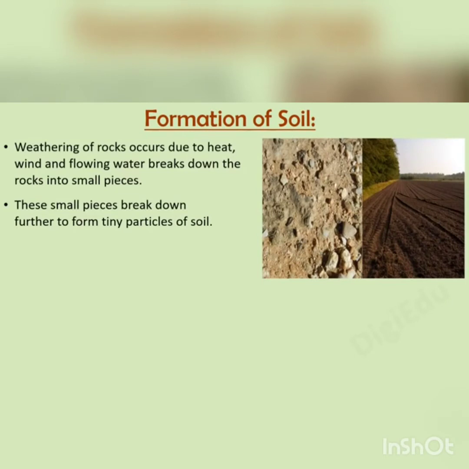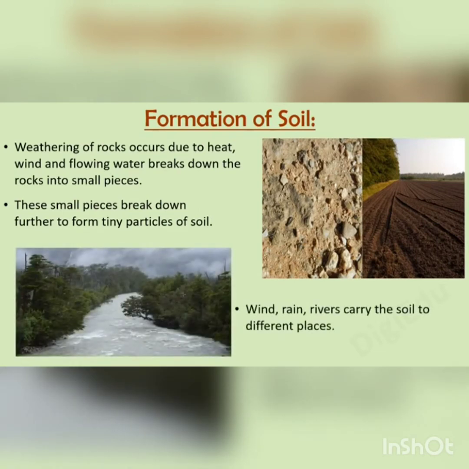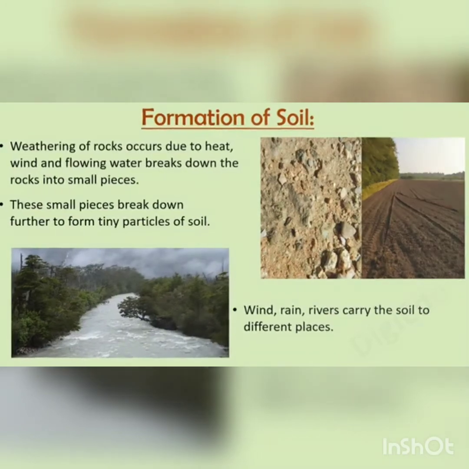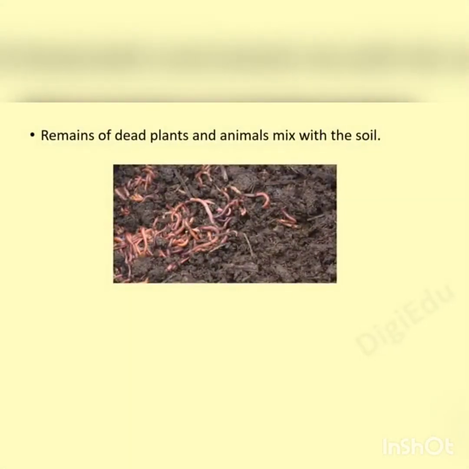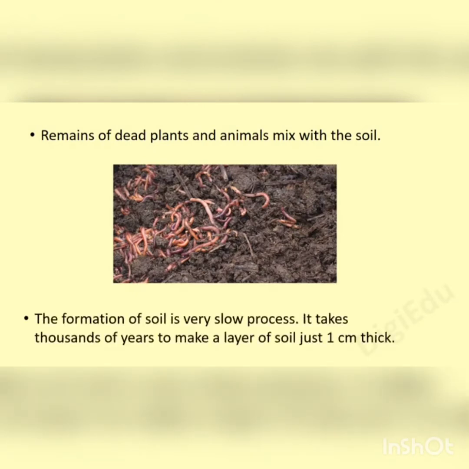Now, how does the formation of soil take place? It's a very long process. Weathering of rocks occurs due to heat, wind, and flowing water, which break down the rocks into small pieces. These small pieces break down further to form tiny particles of soil, and then ultimately we get our desired soil. Wind, rain, and rivers carry this soil to different places. Remains of dead plants and animals mix with the soil, which is a kind of humus, we can say.